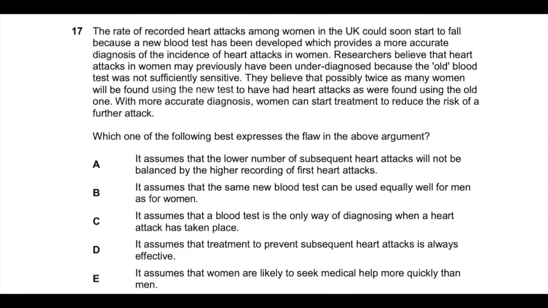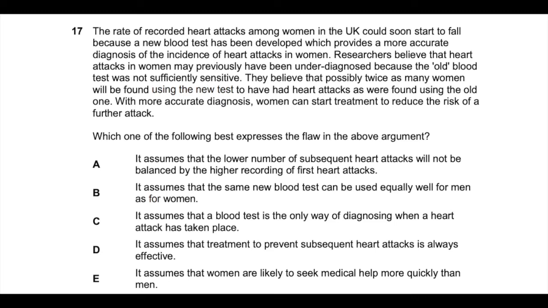Question 17. The rate of recorded heart attacks among women in the UK could soon start to fall because a new blood test has been developed which provides a more accurate diagnosis of the incidence of heart attacks in women. Researchers believe that heart attacks in women may previously have been underdiagnosed because the old blood test was not sufficiently sensitive. They believe that possibly twice as many women will be found using the new test to have had heart attacks as were found using the old one. With more accurate diagnosis, women can start treatment to reduce the risk of a further attack. Which one of the following best expresses the flaw in the above argument?